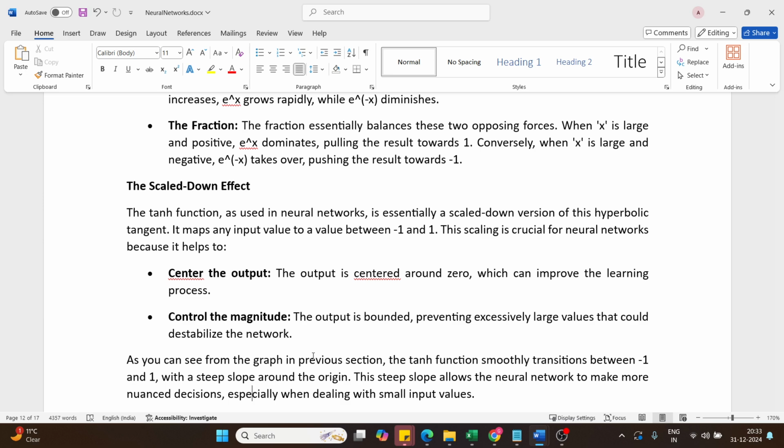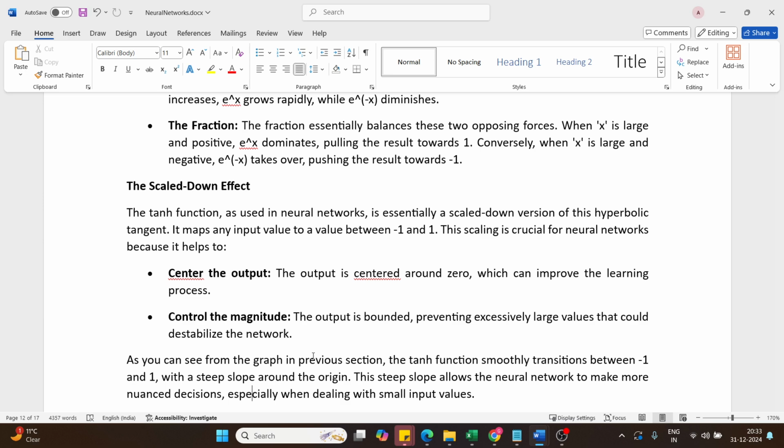So with the help of an example, you will be able to clarify more what has been written here. So the scale down effect is basically that it's not going to scale the values too far from the center. It's all around 0, right? So this is the scale down effect, and it controls the magnitude as well, right? The output is bounded, which means it's between minus 1 and 1 only, right? So it prevents excessively large values, right? And if there are any large values among other values which are comparatively smaller, then it could destabilize your network, and it could hinder the learning process, in such a way that it is not able to learn fast.